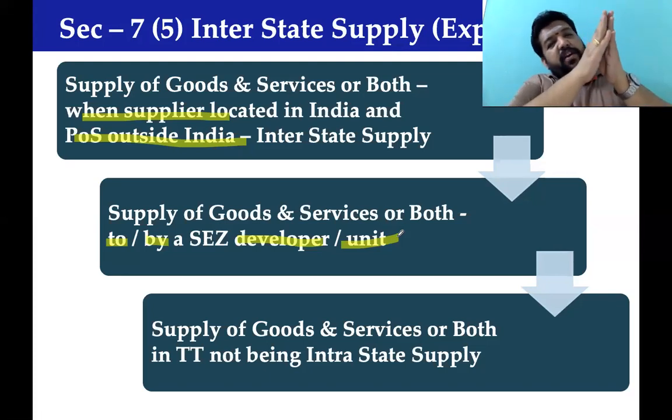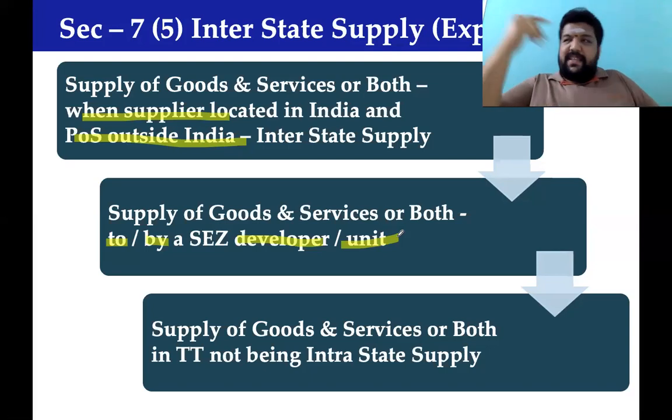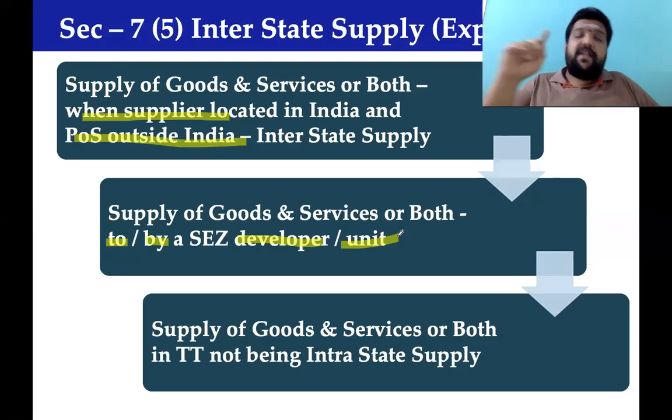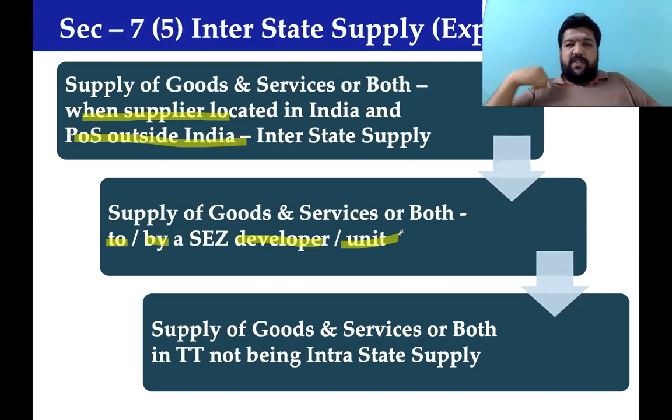All those supply of goods by SEZ, SEZ supplies, no, outside. That would also be treated as interstate supply. So SEZ will have two activities. SEZ will procure goods, procure services. So outside you will have a supplier who is supplying to SEZ. That would be treated as interstate supply.